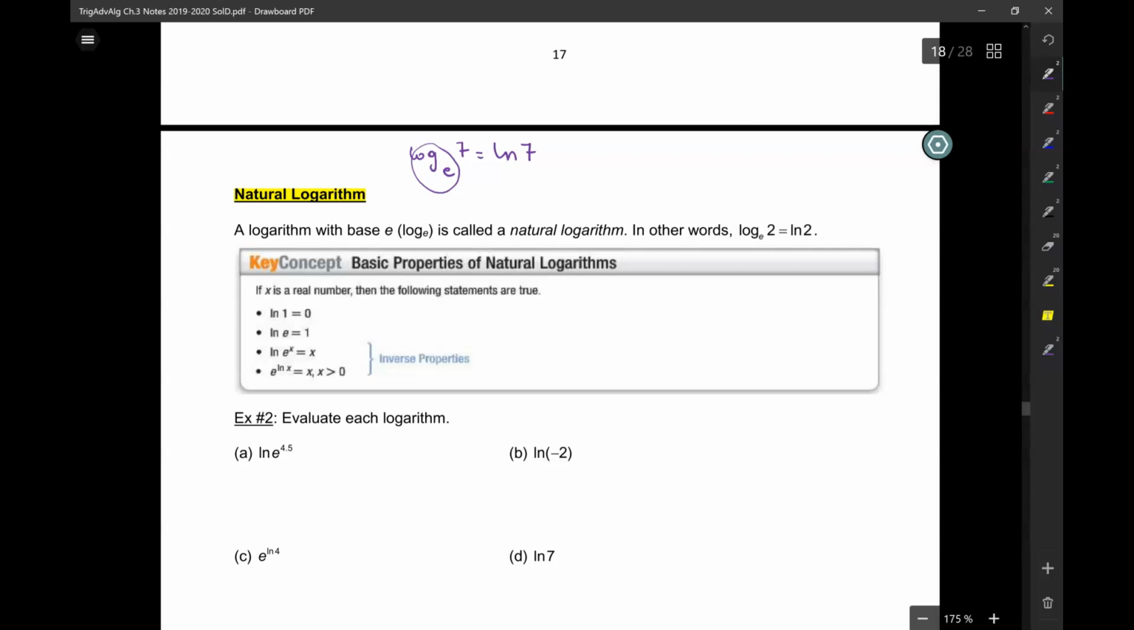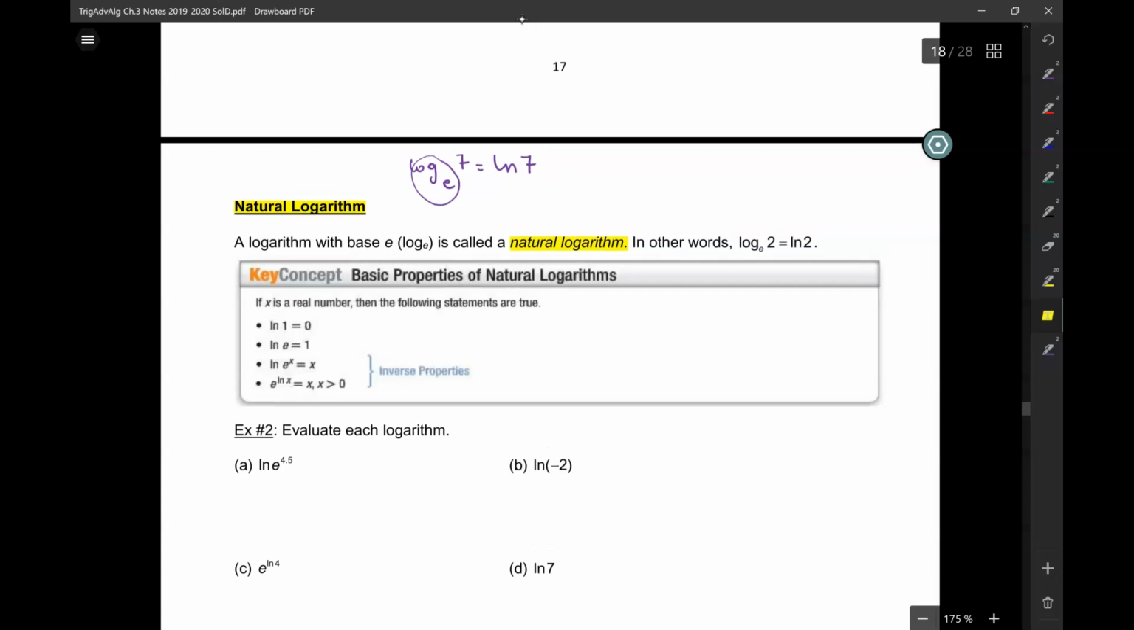Where does the word ln come from? So ln is the natural logarithm. Say that with a French accent now: logarithme naturel. That's where it comes from. ln, natural logarithm. So, in other words, log base e of 2 is just ln of 2.